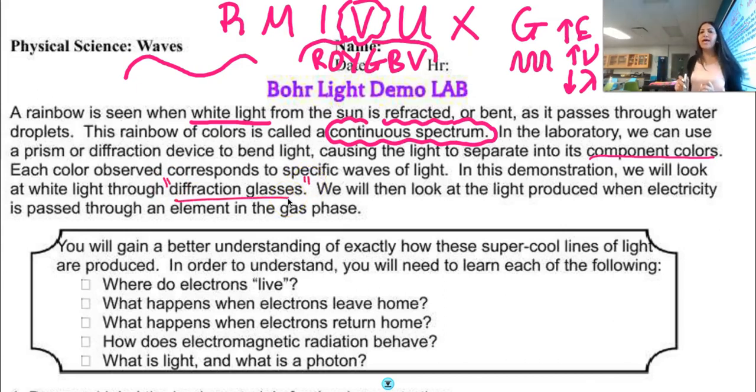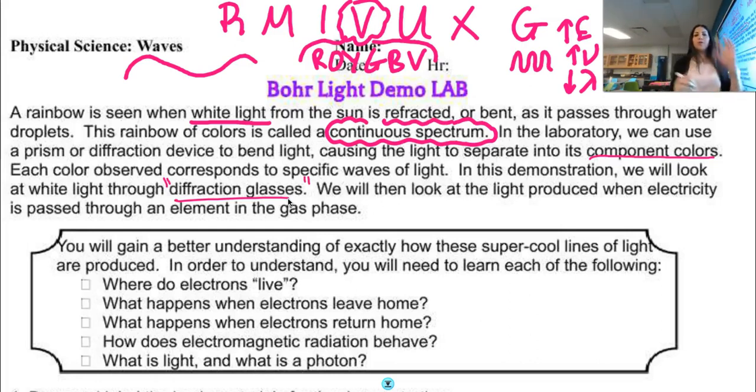And we'll then look at the light produced when electricity is passed through an element in the gas phase. So what we're actually going to do is take a power source, and I've got some tubes of different gases, and we're going to pass electricity through these to try to get an idea of what colors we can see. And I'll give you some information about how cool this is with the atoms.